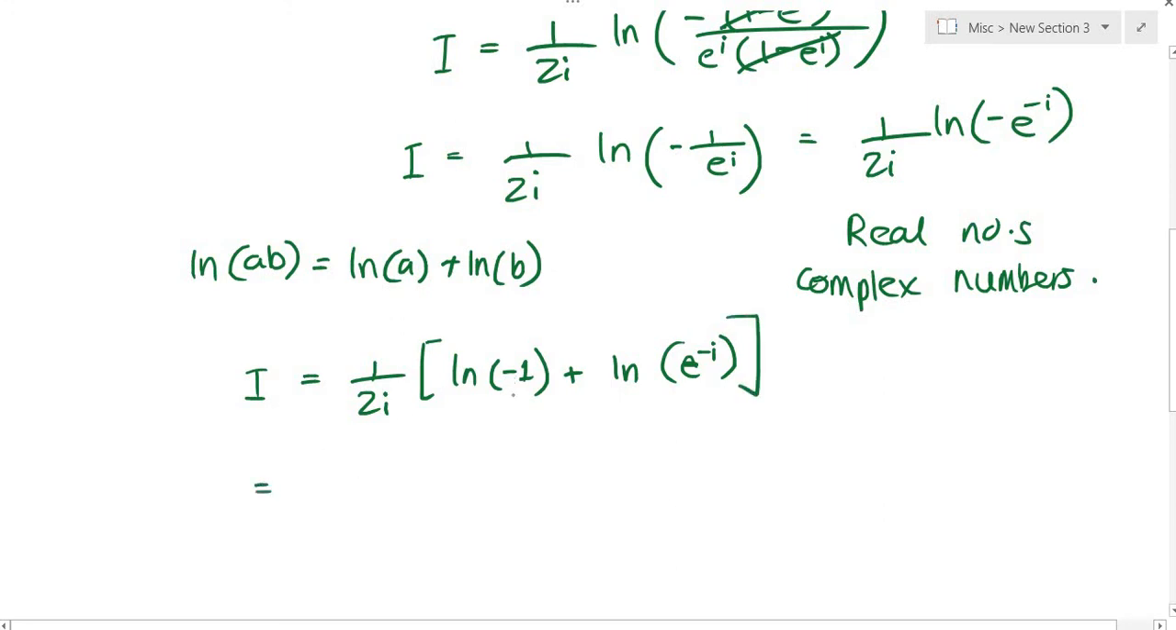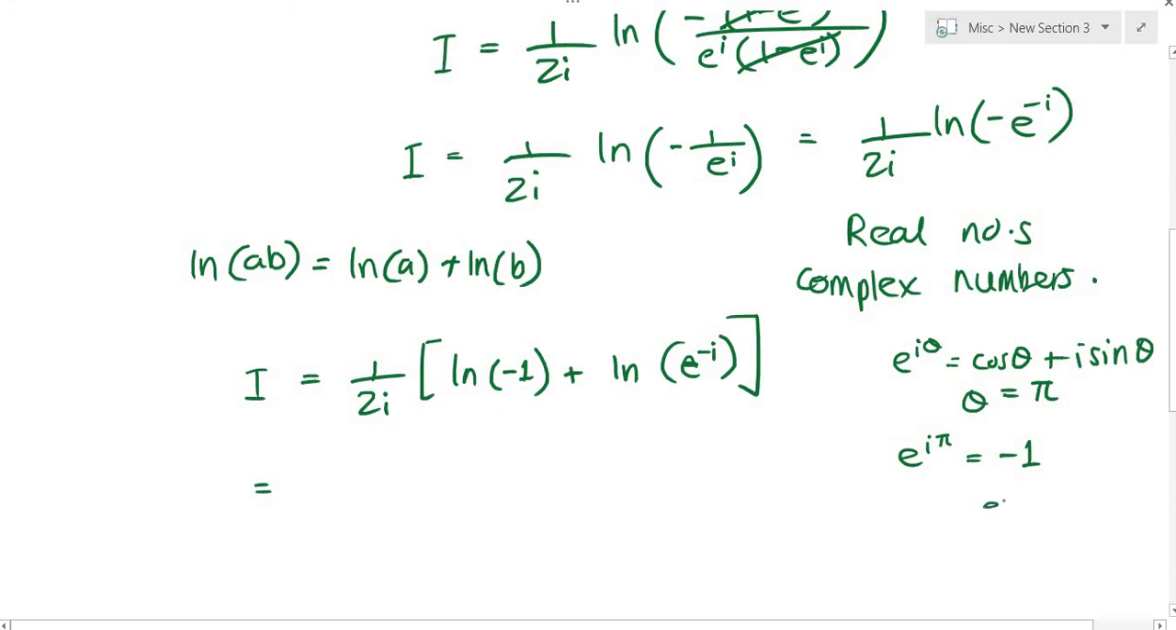Well, what's negative 1 exactly? We can use Euler's formula: e raised to i theta is equal to cosine of theta plus i times the sine of theta. When theta is equal to pi, we have e raised to i pi is equal to, well, what's cosine of pi? Negative 1. And what's sine of pi? 0. So negative 1 can be written as e raised to i pi.